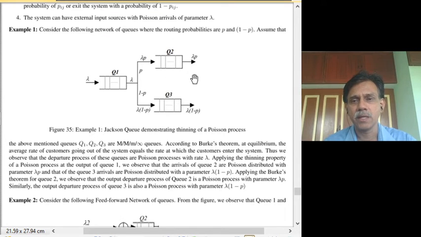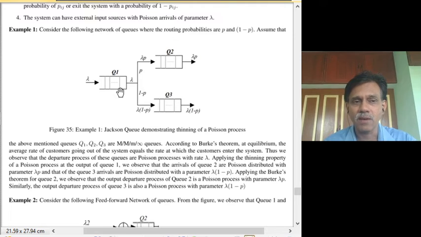Again, applying Burke's theorem, the departure process of Q2 is Poisson with the same parameter as that of the arrival to Q2, which is lambda P. Similarly, for Q3, the departure process is Poisson with parameter lambda times 1 minus P. So we have arrived at the arrival rates to each of Q1, Q2, Q3.